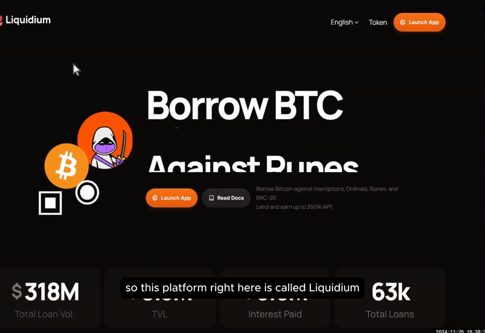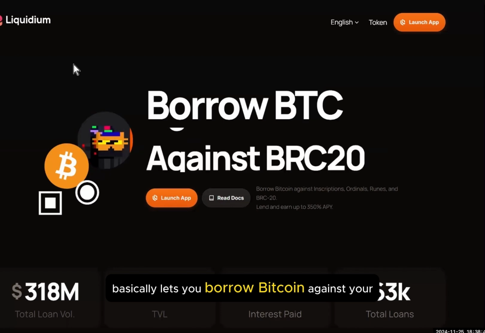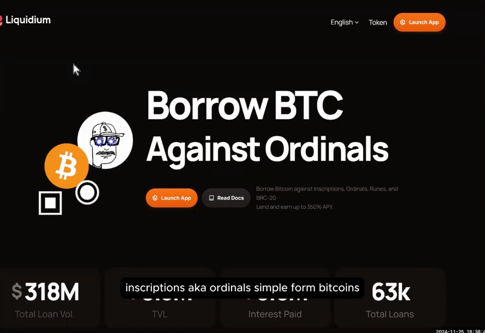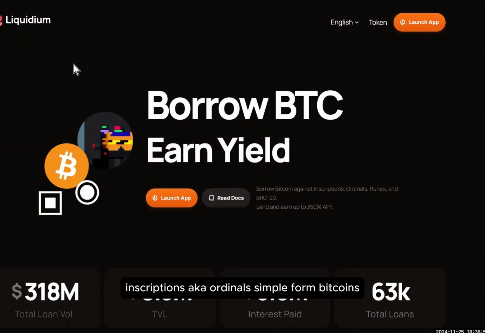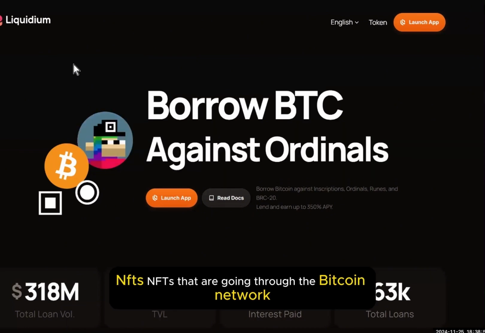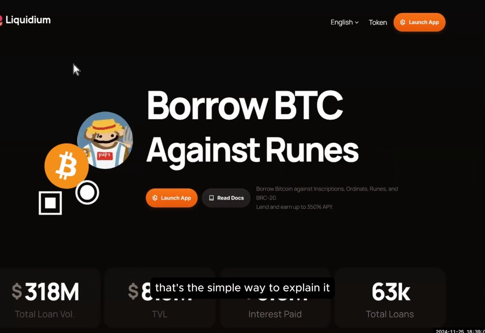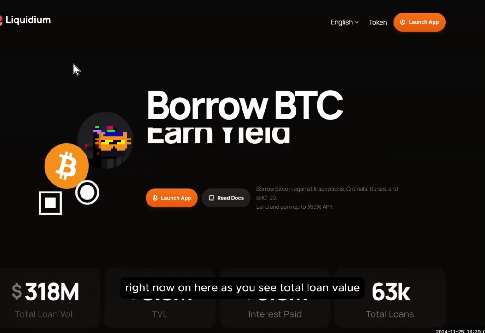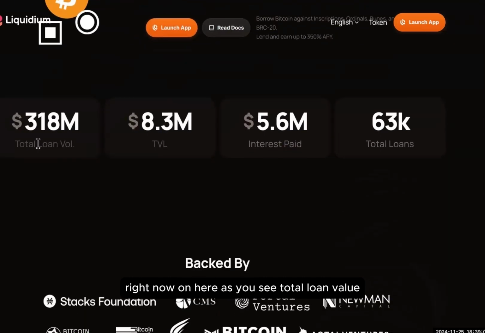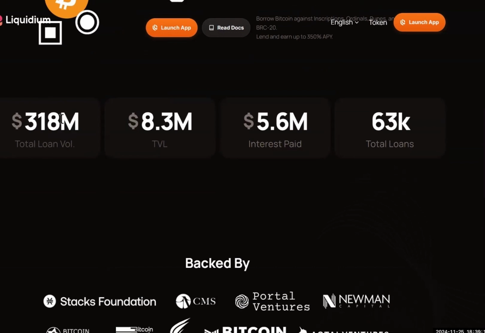So this platform right here is called Liquidium. Liquidium basically lets you borrow Bitcoin against your inscriptions, aka ordinals. In simple form, Bitcoin NFTs, NFTs that are going through the Bitcoin network. That's the simple way to explain it. Now, on here, as you see, total loan value. This is in real time. They have $318 million just sitting there to loan out, and it's sitting inside of a contract. No one controls it.